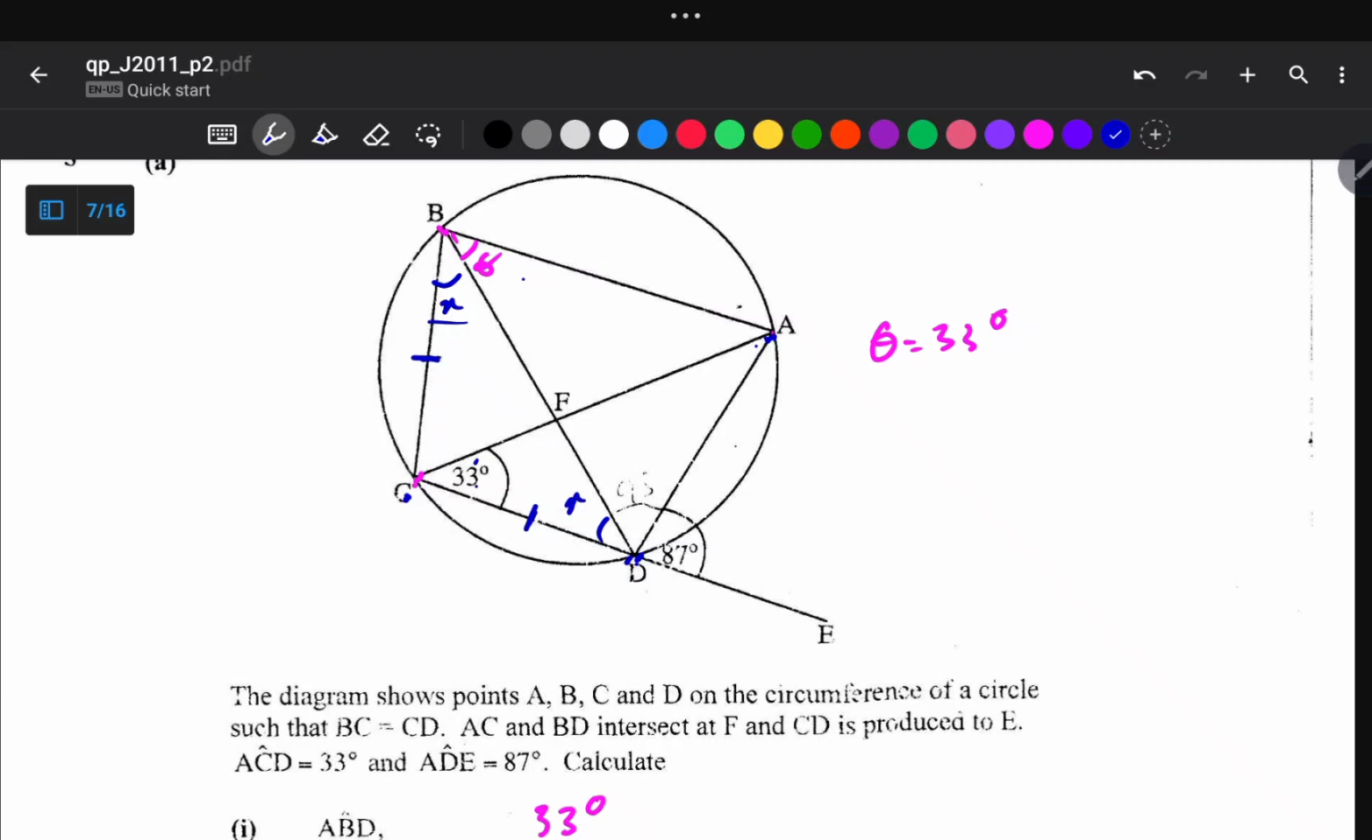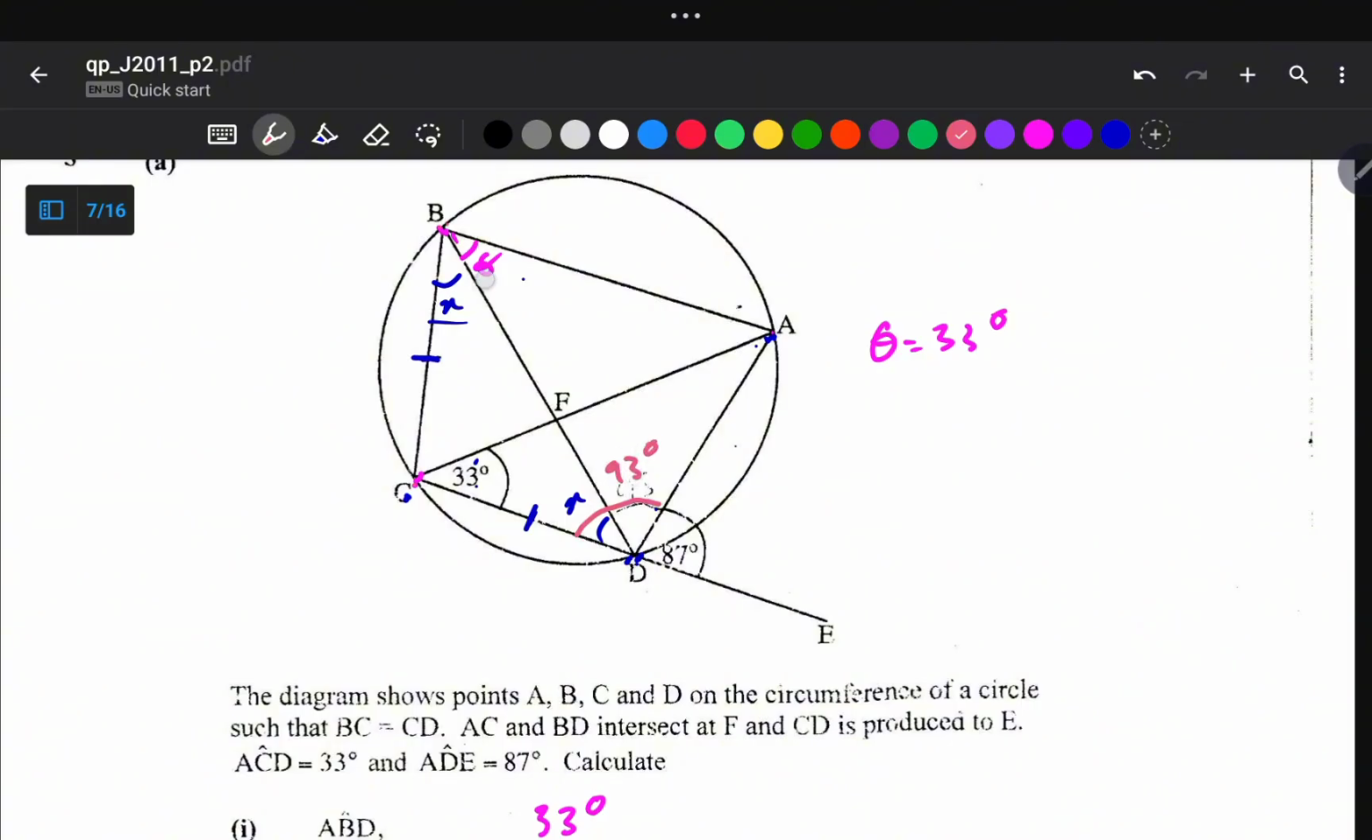Okay, so for us to calculate the value of X, we subtract 87 from 180, because this is a straight line and angles on a straight line are equal to 180. So if we subtract 87 from 180, we get this angle here. So 180 minus 87 gives us 93. So here it is 93.